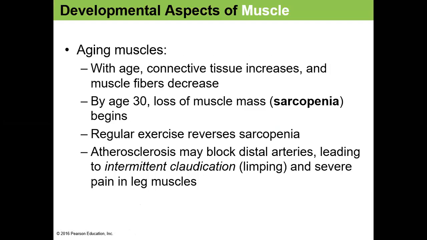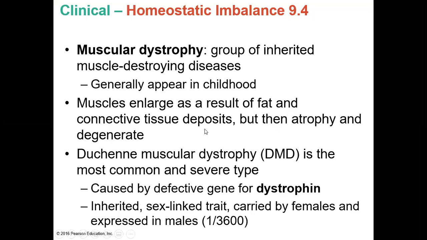And then aging also changes aspects of your muscles as well, which is still one of your questions to answer. You have a quiz and then you have a question about aging for this week. Muscular dystrophy is a group of inherited muscle destroying diseases. It's inherited, it's genetic, so you're born with it. They generally appear in childhood. Muscles enlarge, but then atrophy and degenerate.